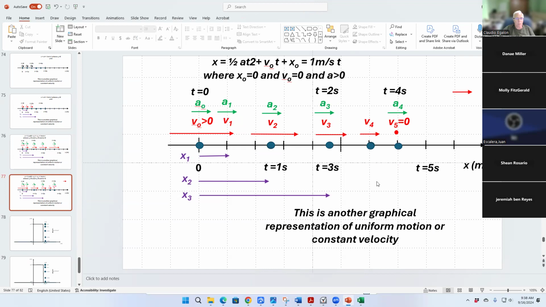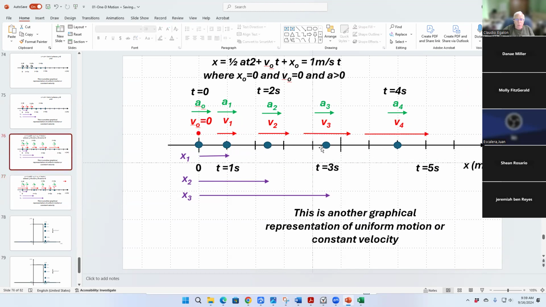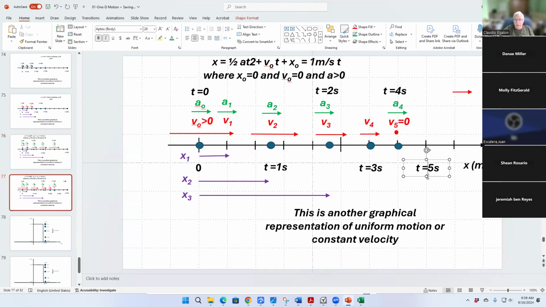So, and now what's happening here? Well, t equal to 0, 1, 2, let's see, this one is going to be 3. 0, 1, 2, 3, 4, right? 1, 2, 3, 4. Okay, we don't need this t equal to 5. We don't need this t equal to 5.